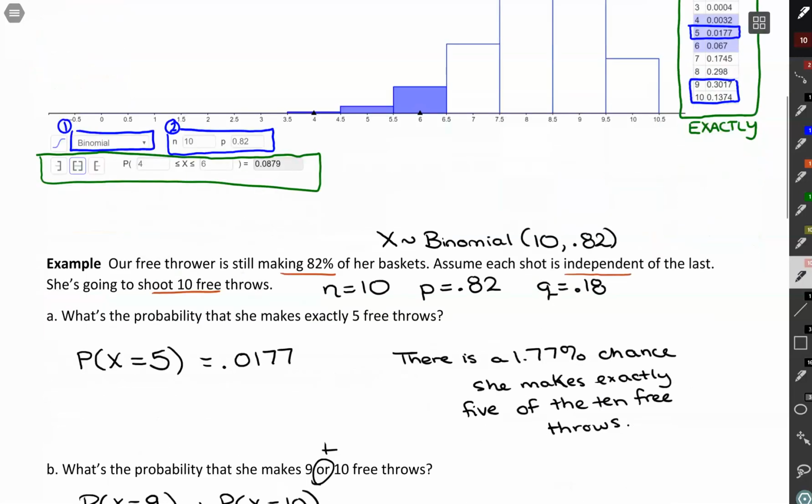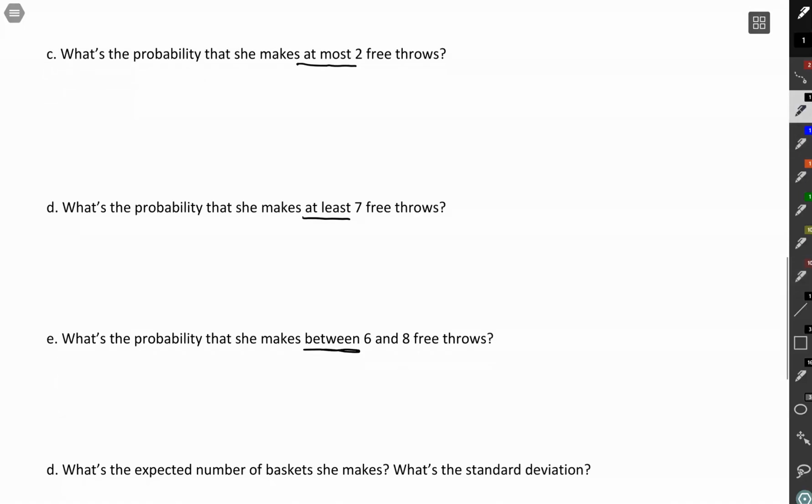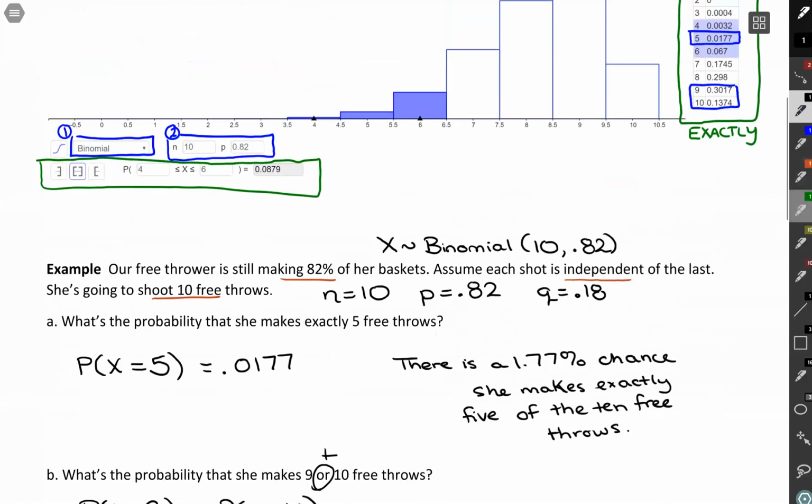All right. So now let's talk about these wordings that we'll see here of making at most, making at least coming through, and then even between. This wording is going to come through, and we'll want to use a specific function that we're seeing in Geogebra to help out with this. That's this second section that I highlighted down here. And where you're going to start is with these 3 buttons to the left here.